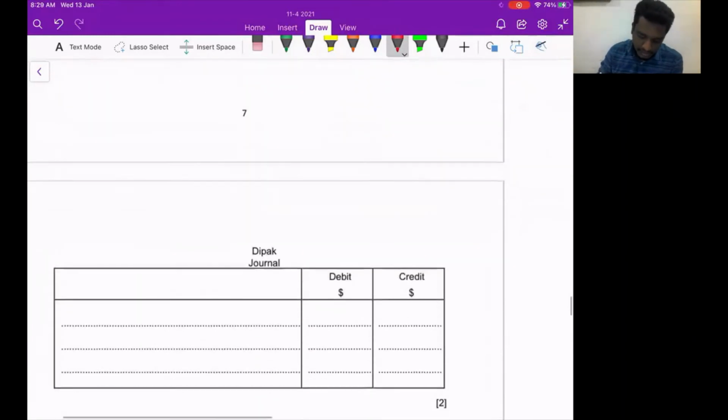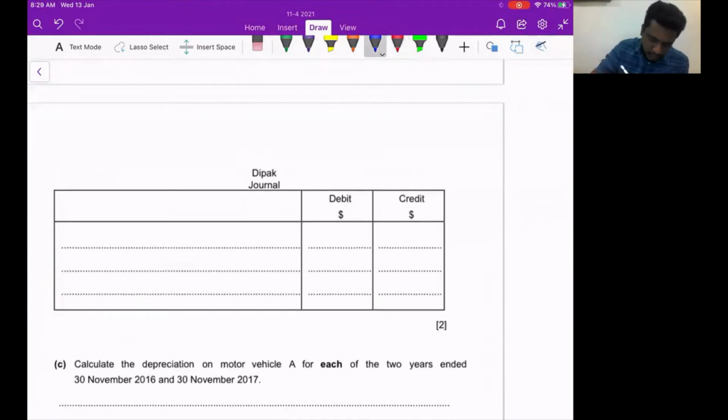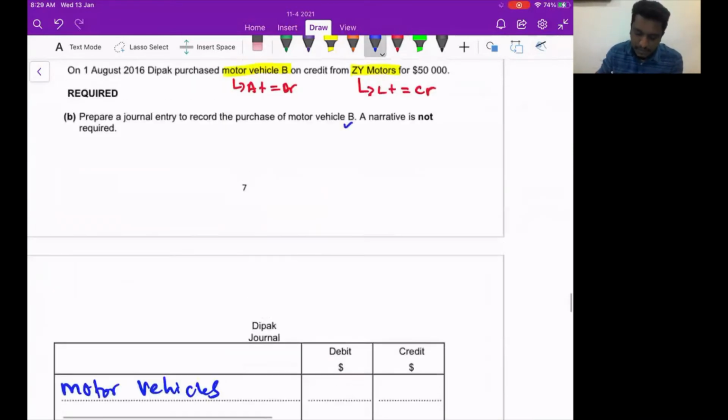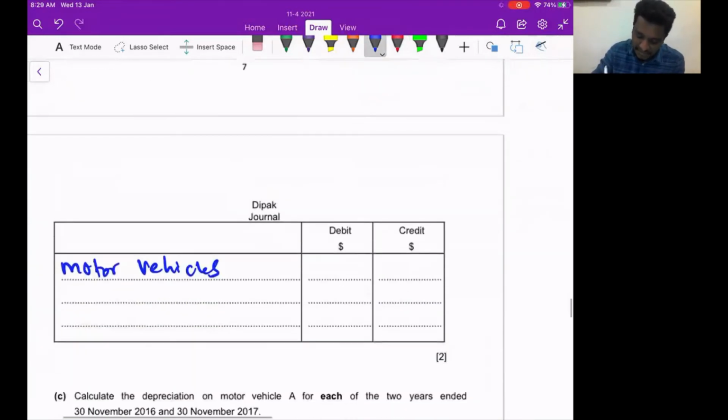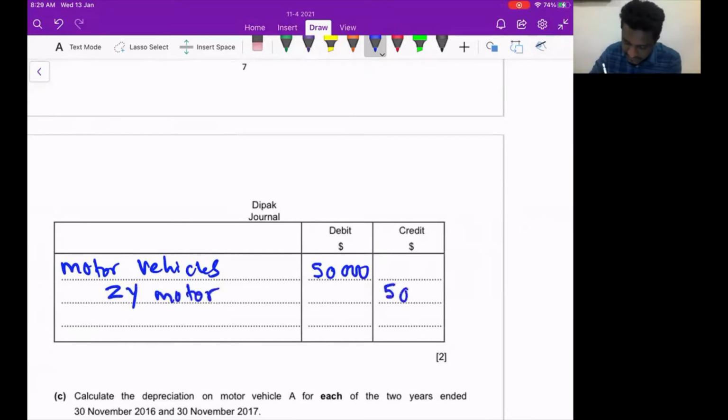So I go to my journal. Debit will be motor vehicle. How much is my motor vehicle? 50,000. Credit will be ZY Motors. My ZY Motors is 50,000. And the narrative is not required, so you don't need to write the narrative.